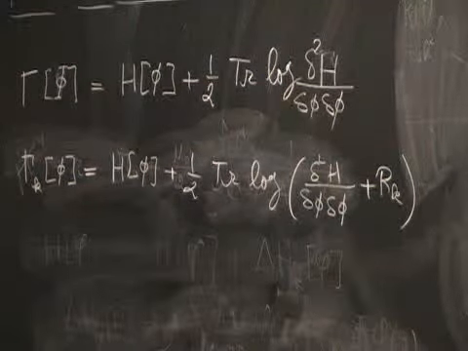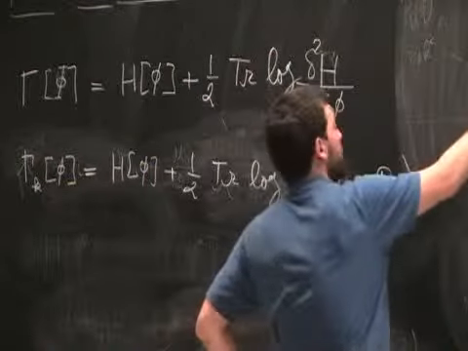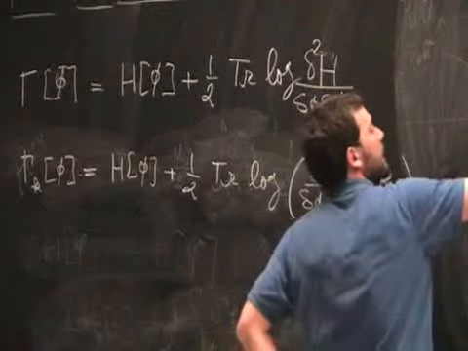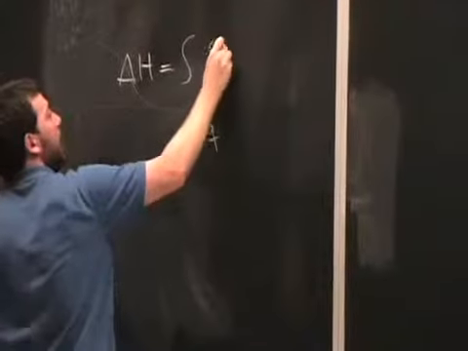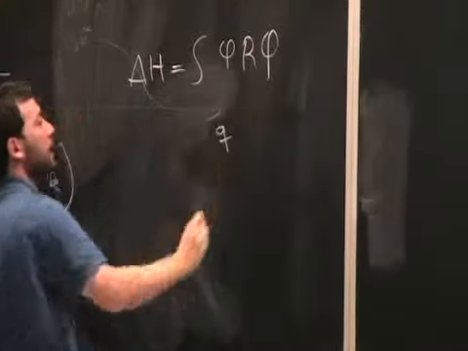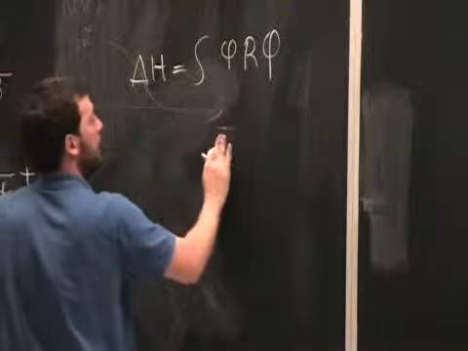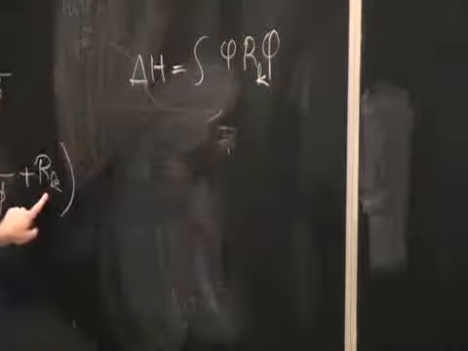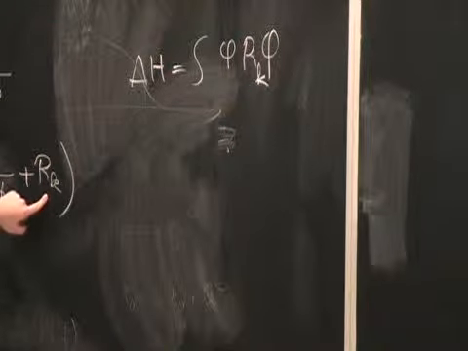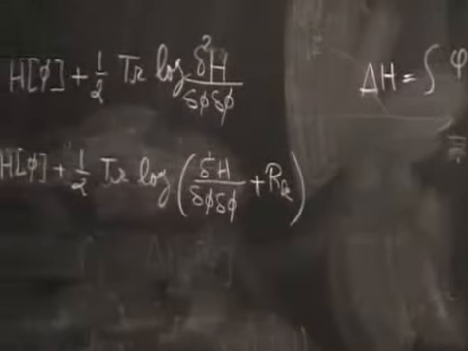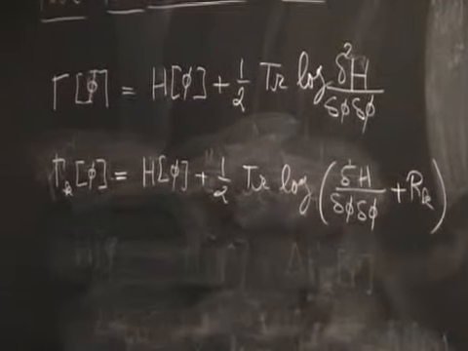You see? Because I introduced a quadratic term, I recall that delta S is like phi R_k phi. So if I take two derivatives here, I obtain R_k. Do you see that? So at one loop level, this is the expression for gamma k.